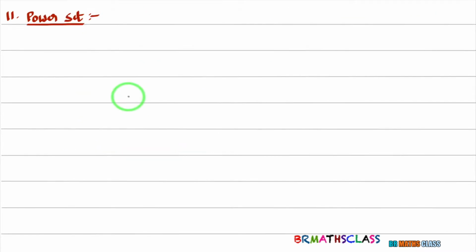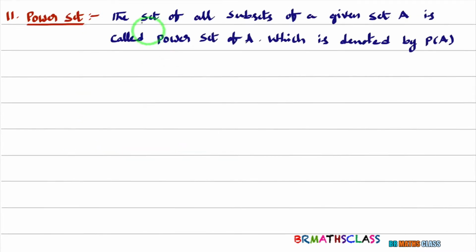Power set. What is power set? The set of all subsets of a given set A is called the power set of A. You observe here, all subsets of a given set A is called the power set of A. The power set of A is denoted by P of A. We'll try to understand this with an example.